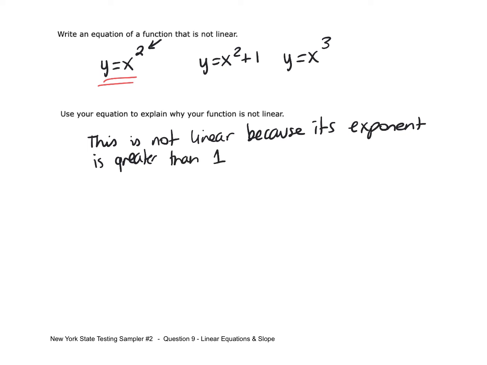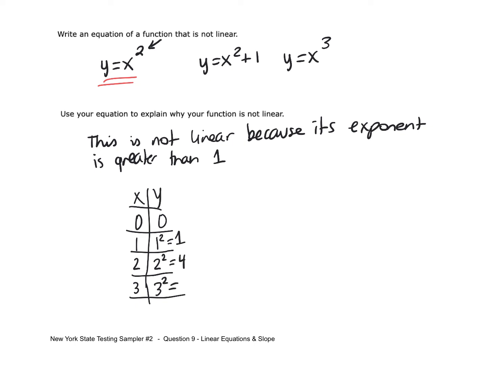You could also go an extra step and you could say, well, I'm going to make a table of values and I'm going to plug in a few things and I'll plot it on my little graph and show. So let's say we have x of 0, 1, 2, and 3. If x is 0, y is 0 squared, or 0. If x is 1, y is 1 squared, or 1 times 1, or 1. If x is 2, y is 2 squared, which is 4. And if x is 3, y is 3 squared, which is 9.